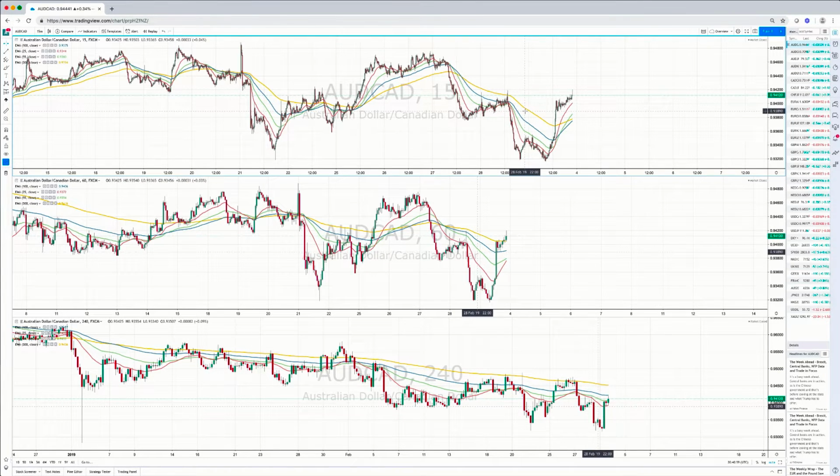Now the Aussie CAD, for me, there's really not a lot here that I want to trade. If you look at it on the 4-hour chart, you can argue that the moving averages are aligned and the trend is to the downside because we've broken a previous low just by a very little bit there. But for me, this particular pair just represents a little bit too much risk.